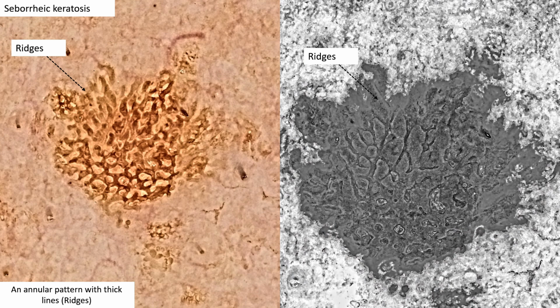In this case, we see an annular pattern with thick lines. We can see with the structural enhancer the ridges, and with the near ultraviolet light, we see the structural enhancer as well, showing you these ridges.